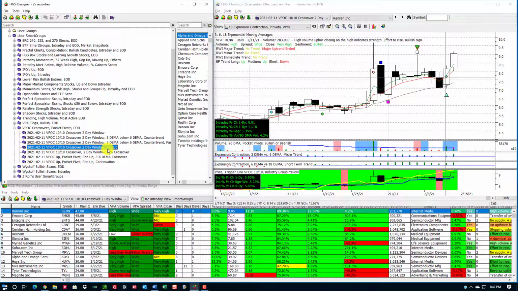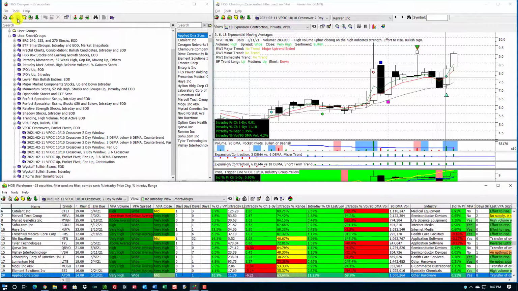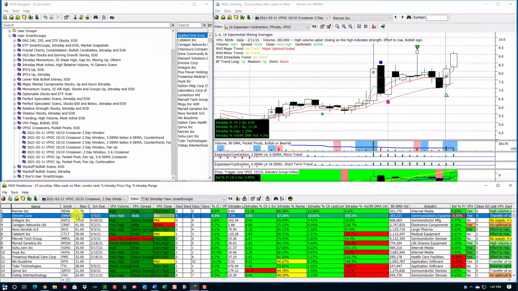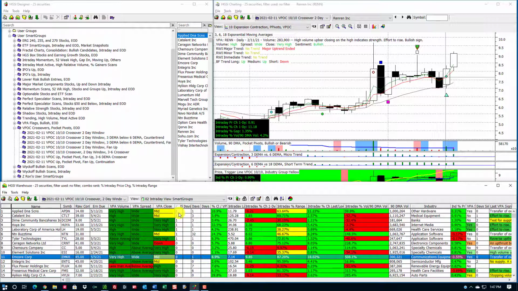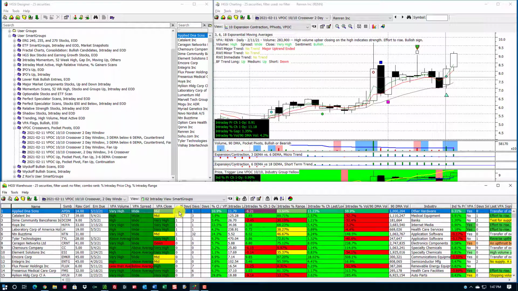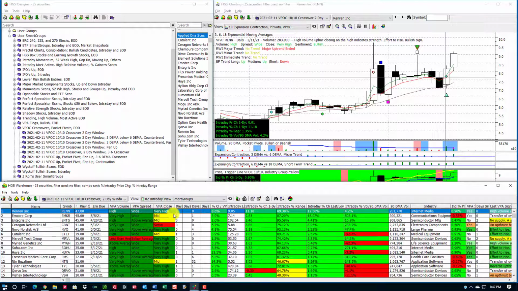Okay, here's a 2-day window, but this includes a positive 3-6 crossover. So the 3 and the 6 have to be positive. These others, they don't have to be positive. So I'll click through to the warehouse. Go up to the top. We looked at that stock. Let's look at MCOR. There's a crossover here on the 3 and the 6. It is a 2-day window. You can see that 1 means it happened day before yesterday, and 0 means the crossover happened today.